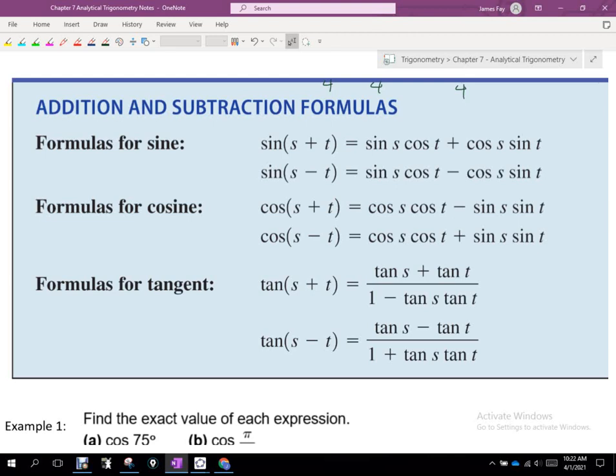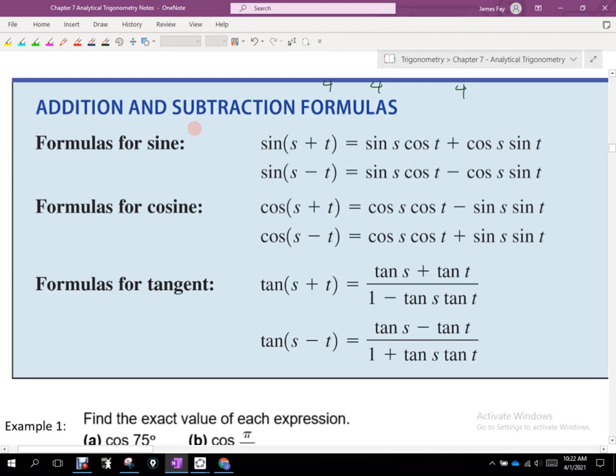These formulas are generated by using some geometry concepts, which I'm going to show you. Hopefully we revisit and remember. And then using some of the basic substitutions from our previously known identities. These formulas are very similar to one another. So we have the formulas for addition and subtraction for sine and cosine, and then also for tangent.